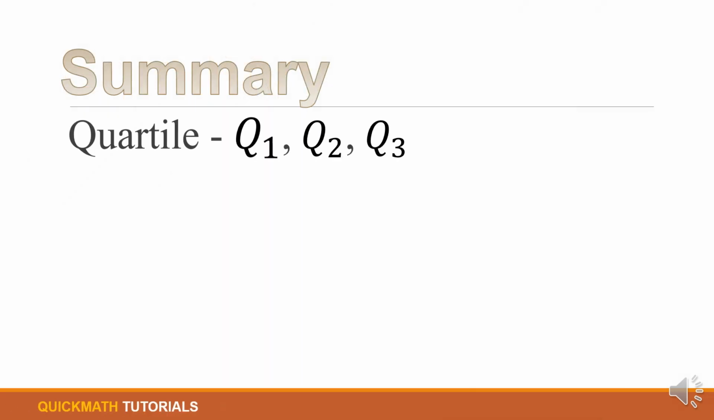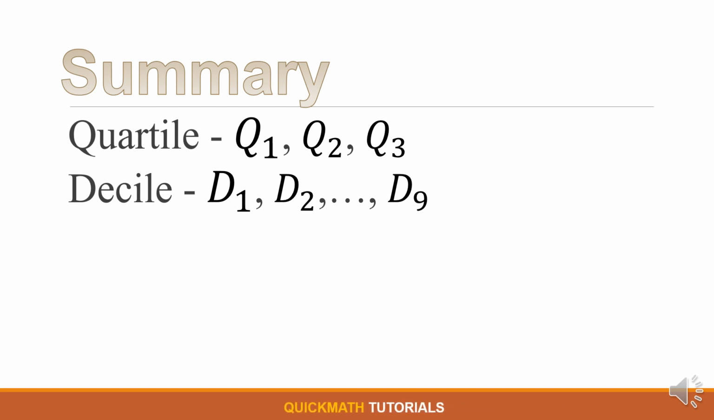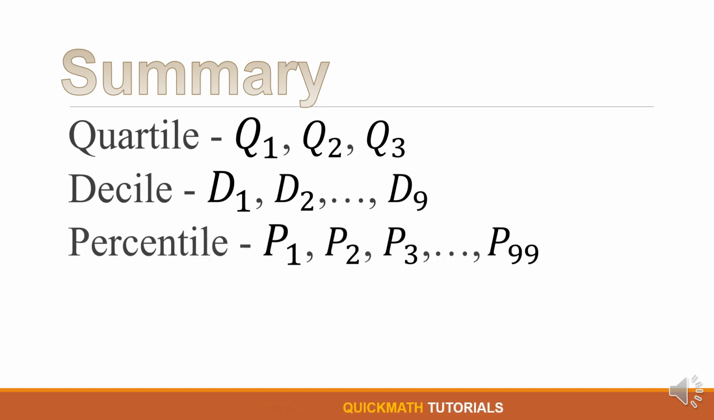To sum it up, we have the quartiles. So we have Q sub 1, Q sub 2, Q sub 3, or 25%, 50%, and 75%. For the deciles, we have D sub 1, D sub 2, up to D sub 9. So we have 10%, 20%, up to 90%. We also have the percentiles, P sub 1, P sub 2, P sub 3, up to P sub 99, or 1%, 2%, 3%, up to 99%.